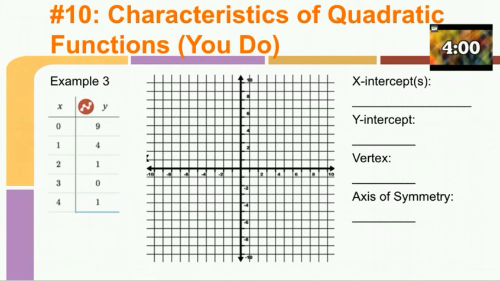In the third example, we're going to have a similar situation where we're going to need to find if there is another x-intercept or not. Okay, so let's start plotting these. 0, 9, that's straight up 9. 1, 4, that's to the right 1 and then up 4 spaces. 2, 1, that's to the right 2, up 1 space. 3, 0, that's to the right 3, and I don't move up or down. And then finally 4, 1 is to the right 4 and up 1. So now if I connect the dots, I see the beginnings of a parabola.